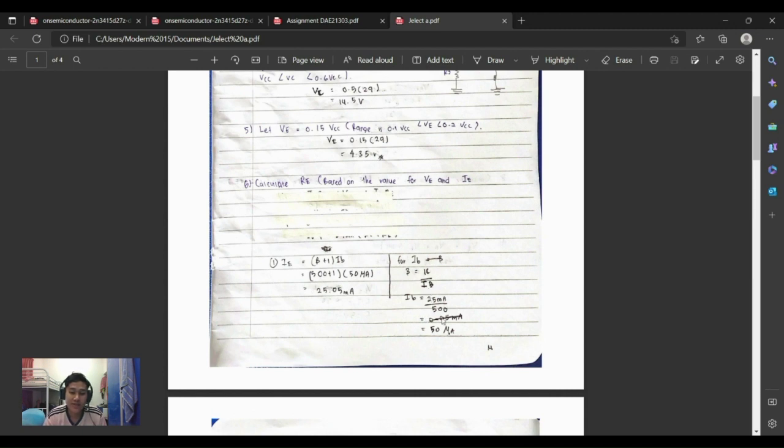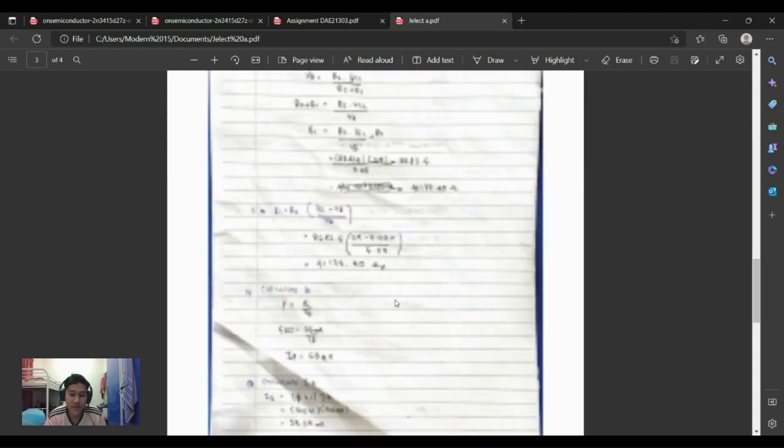So select a value of ICQ, 1 over 2 IC set. So IC set is 15 milliampere divided by 2. So ICQ equal to 25 milliampere. For question 4, select a value for VC equal to 0.5 VCC. So VC equal to 0.5 VCC from the table, 29. So 0.5 multiplied by 29. So the answer is 14.5 volt.